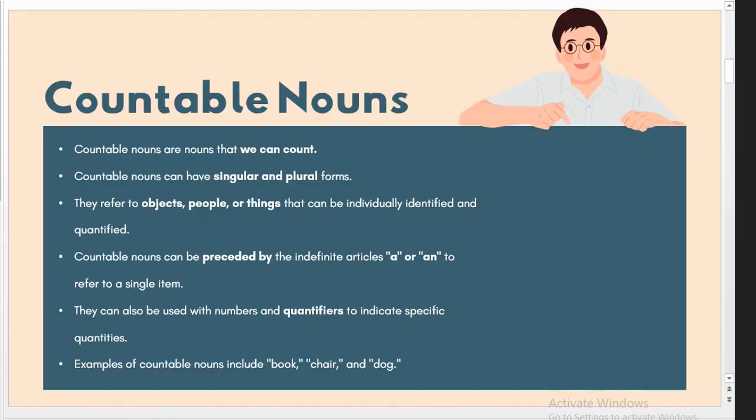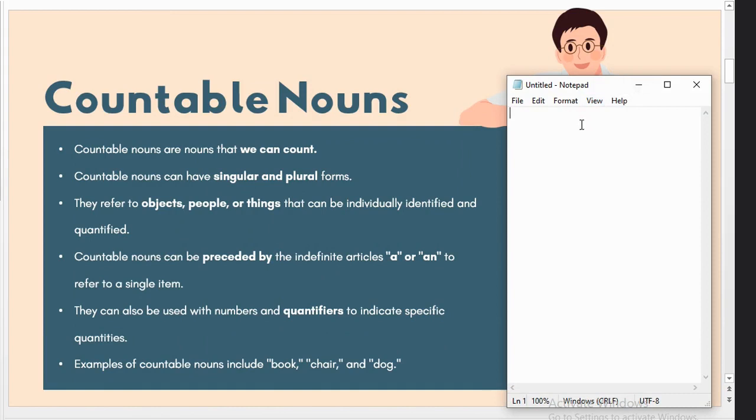Today we will learn countable nouns. Countable nouns are nouns that we can count individually. Anything we can count individually and use specific numbers. Like book, we can count individually. Car, we can count car. We can count orange.